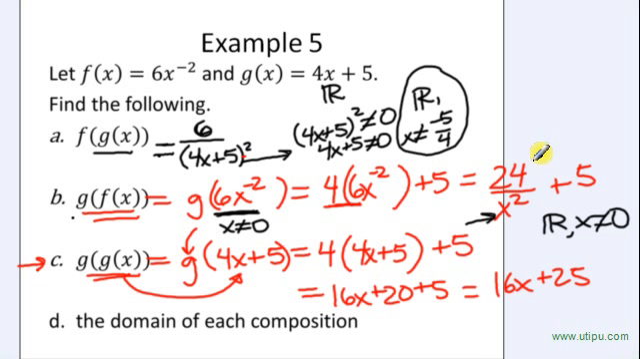And for g composed with g of x, let's look at 4x plus 5. X there could be anything, so that would be all real numbers there. Then when I plug it in, multiply by 4, add 5. I'm still not limited by any values of x, so domain, all real numbers.